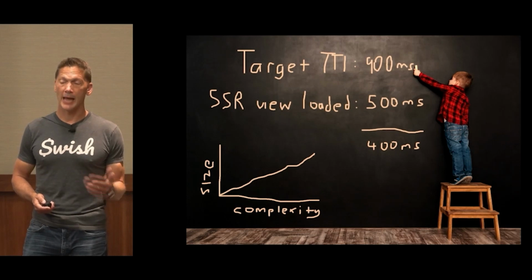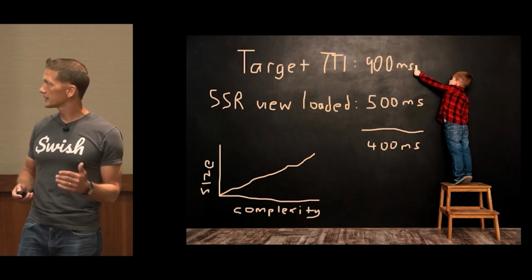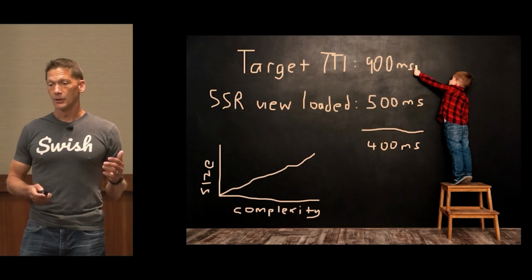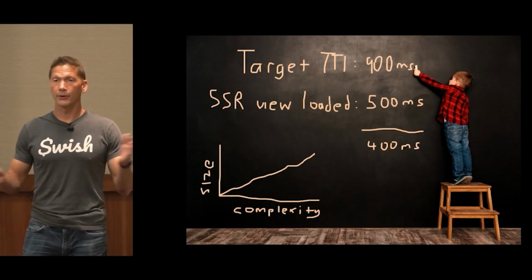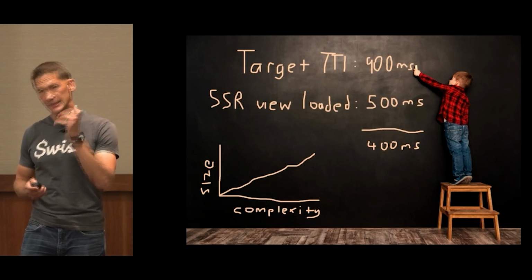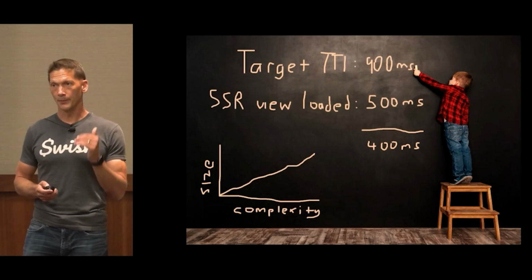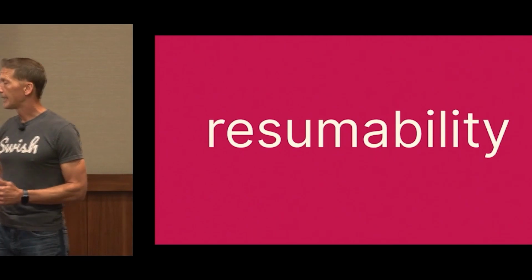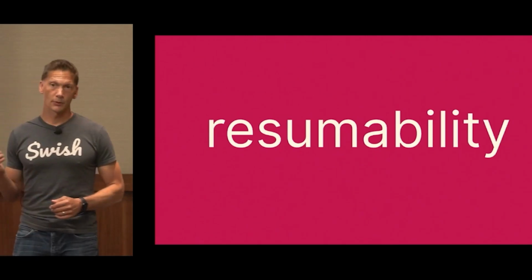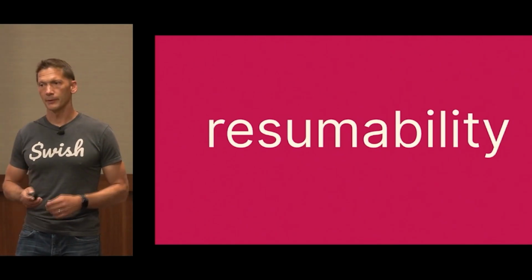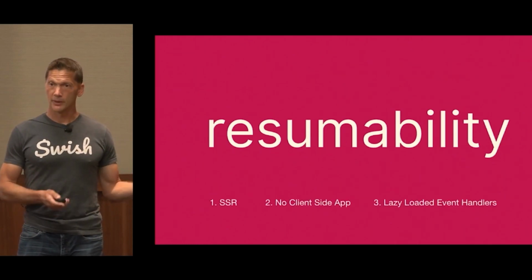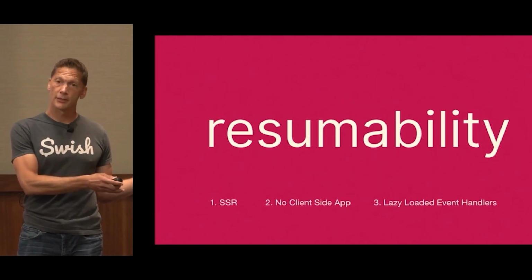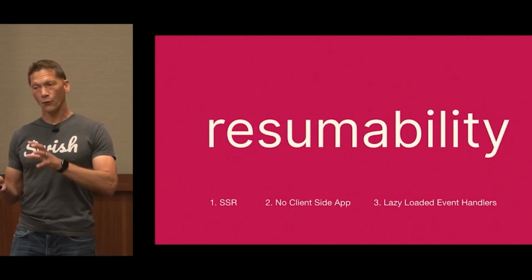And that's the key. How can we get out of this cycle and instead do something where, regardless of what the complexity is, it doesn't matter how big it is, we still have the same optimal performance metrics? That's what we're talking about, and that's where resumability comes in. That's the solution I'm talking about, this idea of resumability, where we have a server view, the thing that's generated on the server side, and there's no full client app.